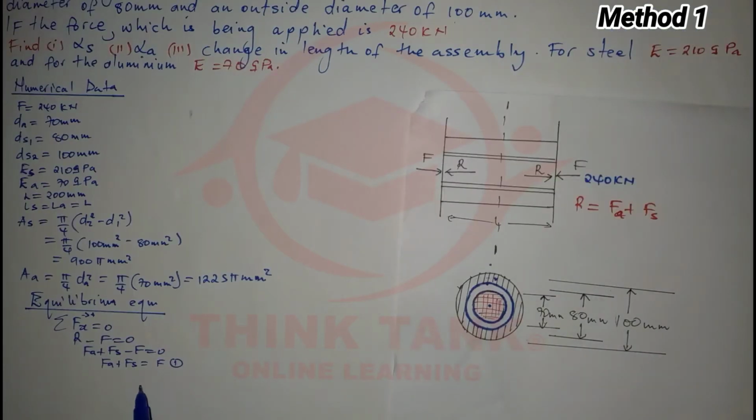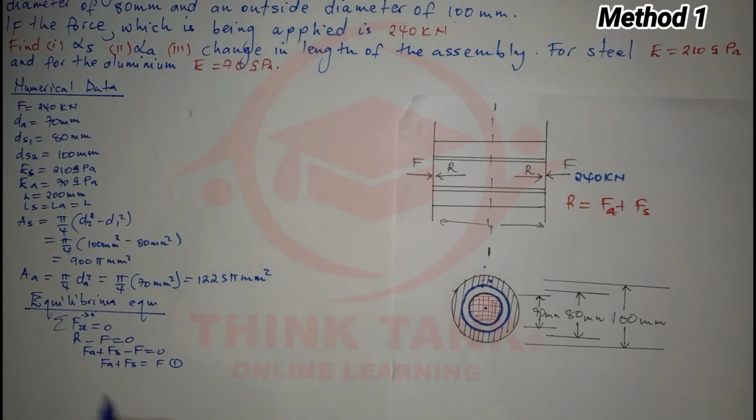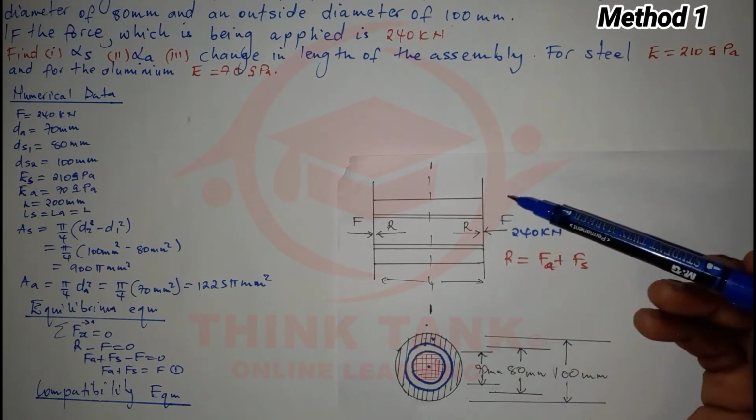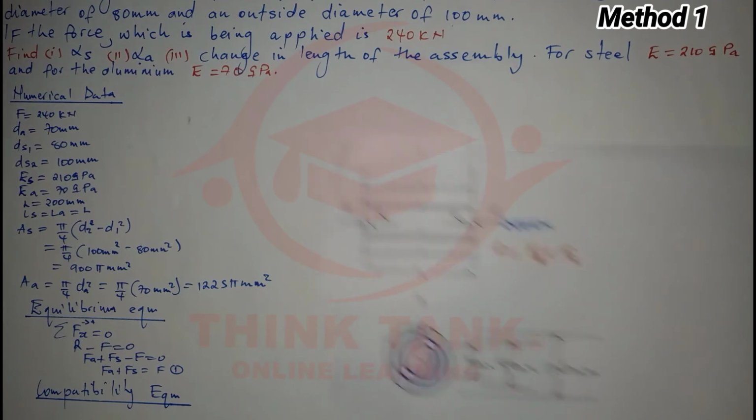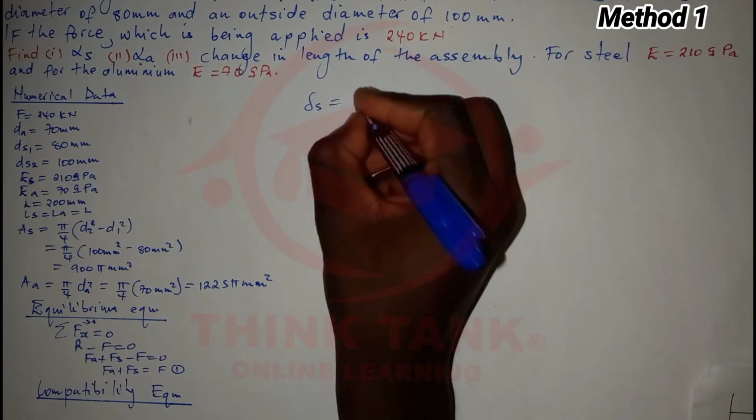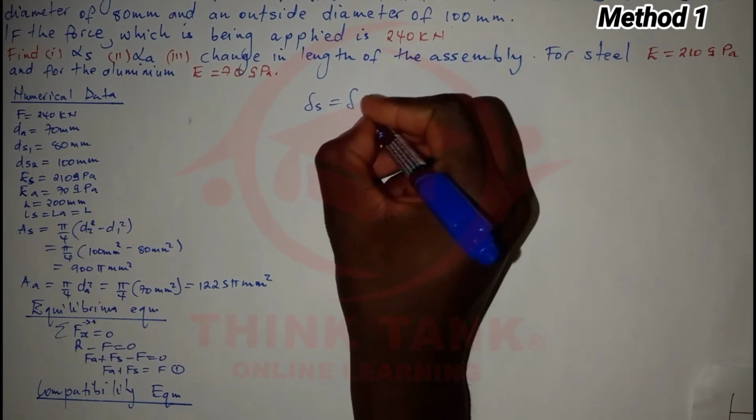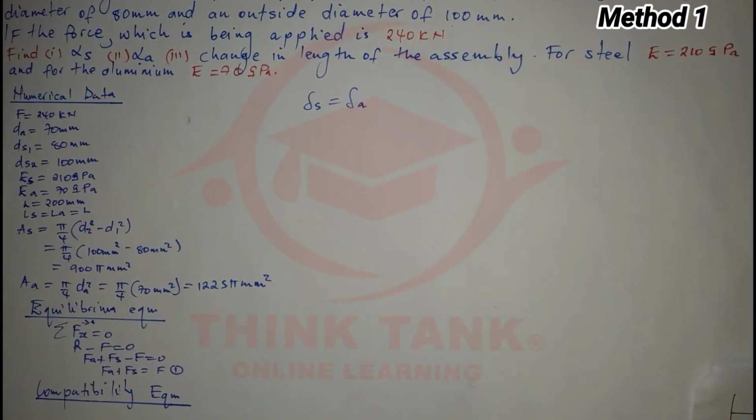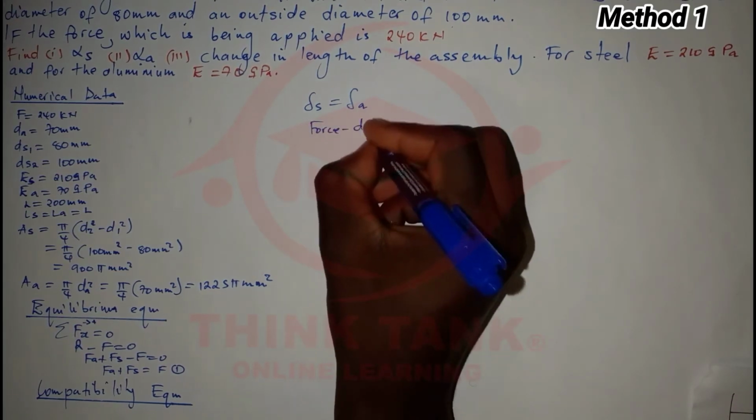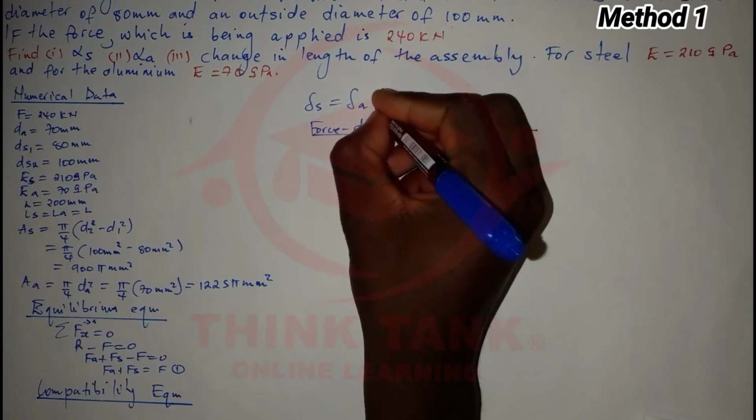We have one equation and two unknowns, so we're going to need another equation, and the equation that we're going to use is the compatibility equation. On the compatibility equation, we know the aluminium and the steel are rigid and attached to each other, so the total change in length is going to be the same. So the total change in length of the steel should be equal to the total change in length of the aluminium. This is the second equation.